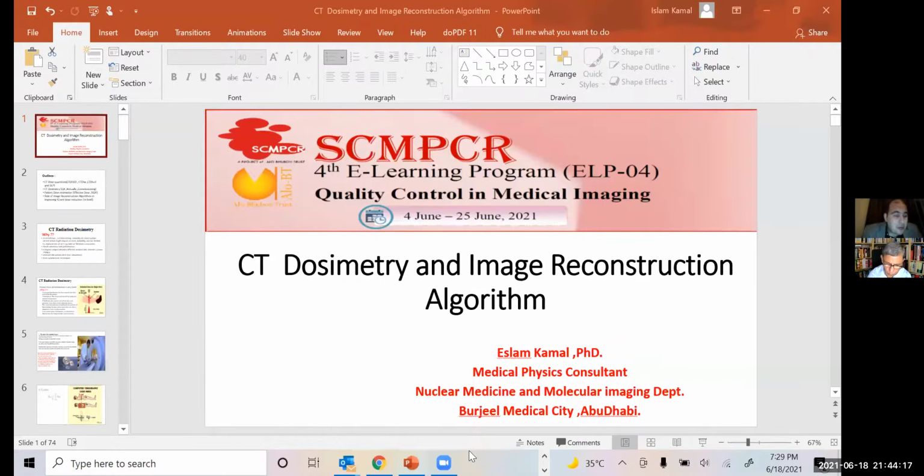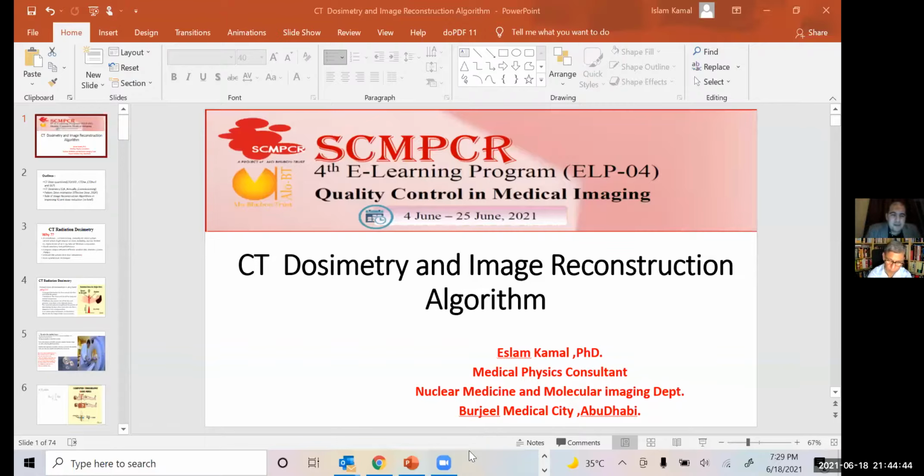So if I scan a patient for chest abdomen pelvis, I have to take the average conversion factor between chest, abdomen and pelvis and use the total DLP, which is coming out from the summary page, to get the approximate effective dose. This is for chest abdomen pelvis. So did you get your answer now?